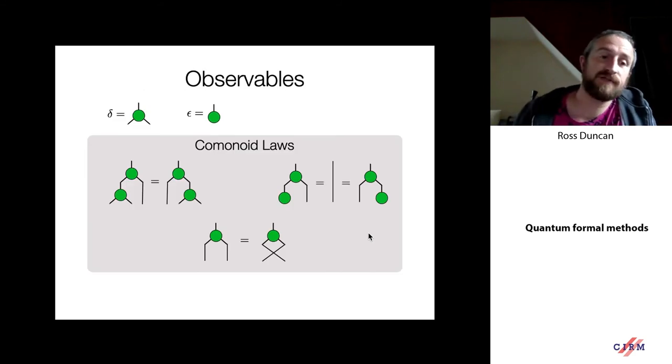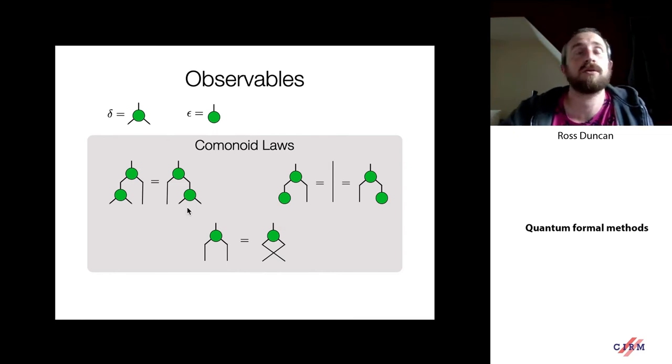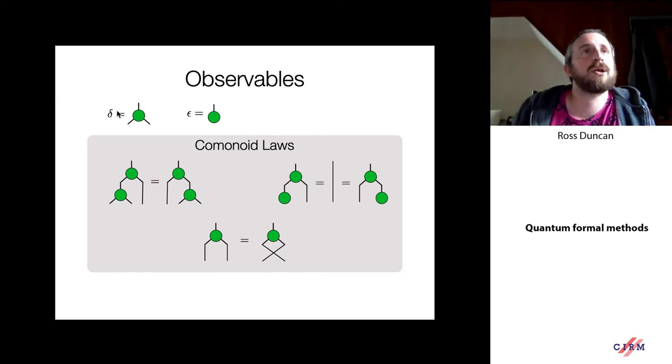On the top left, you see an operation marked delta with one input and two outputs. We'll call this copying, or maybe diagonal if you prefer. And we'll have another operation for erasing with one input and no outputs. What equations should these things obey if they're really supposed to be copying operations? First of all, if I copy something and then I copy one of the copies, it doesn't matter which copy I copy. They're the same. So the left one copied twice or the right one copied twice, it doesn't matter.